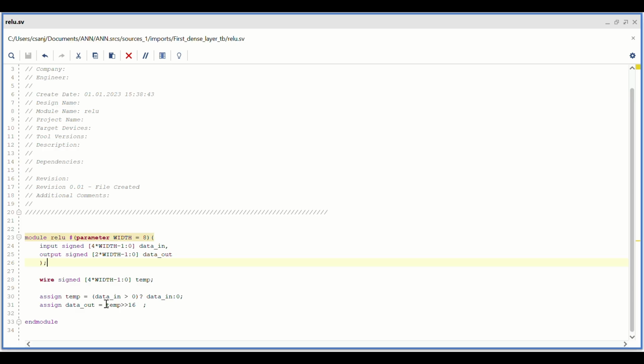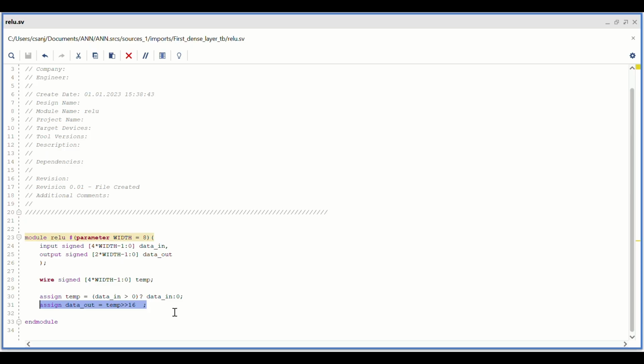Okay, so this is quite a simple logic. That is, if data in is positive or greater than 0, my output will be data in because it is a positive. And if it is negative, my output will be 0. I am truncating here from 4W to 2W. Your 4W means 4 into 8, 32 bits I had. I'm right shifting it by 16 bits.